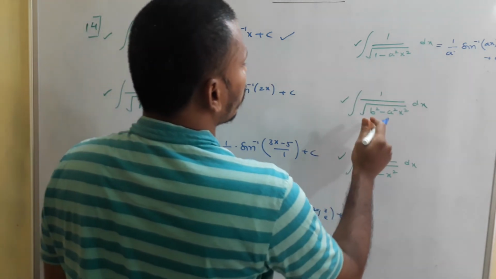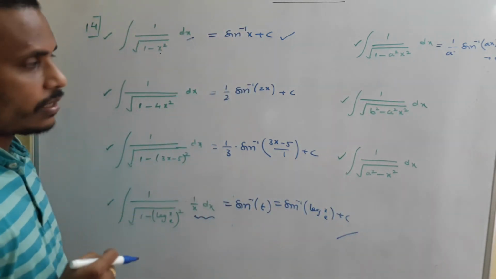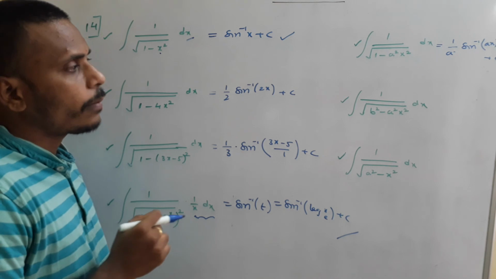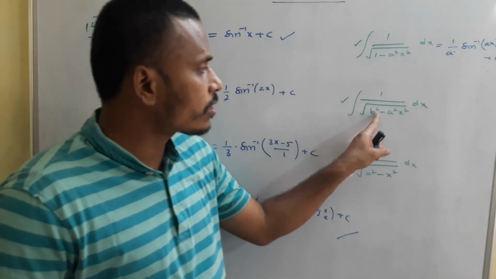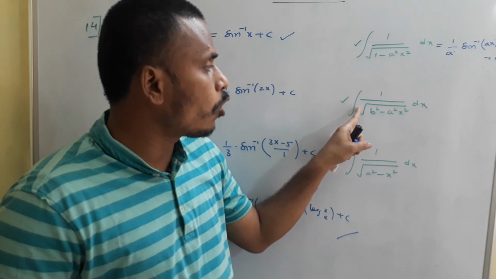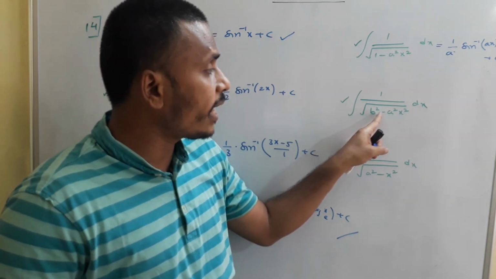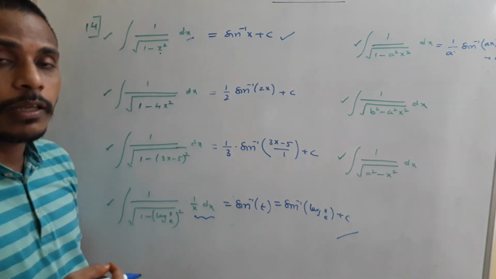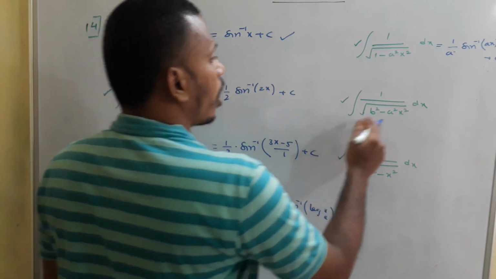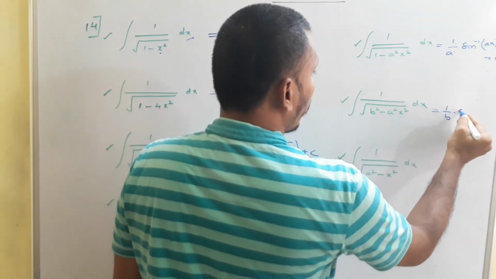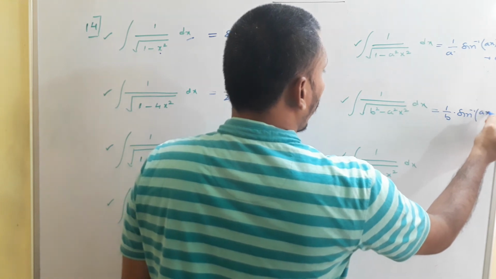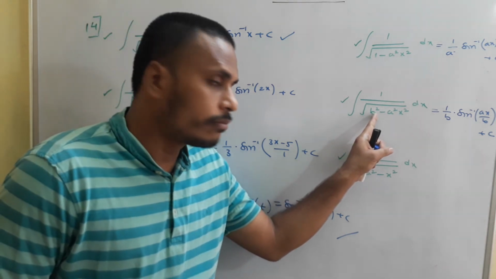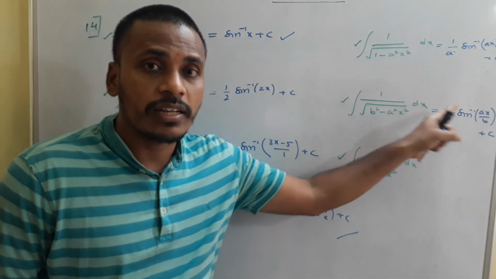Then integral 1 by root b square minus a square x square dx. How to answer that bit? Actually what we need to do is just common out b square. This b square coming out will become 1 by b, and here we have 1 minus a square x square by b square. That means sine inverse of ax by b. That's the answer. At the end, the answer for this problem is 1 by b into sine inverse of ax by b plus c. Just pick out b square from these two terms, and at the end this is your answer.